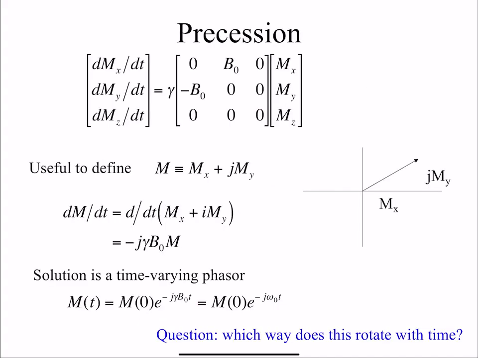Just to remind you, you've seen this slide before. One of the things you have to remember about spins and magnetization is that it precesses. In the absence of a gradient, it will precess with a frequency omega naught equals gamma B naught. It precesses at the Larmor frequency, gamma times B naught.